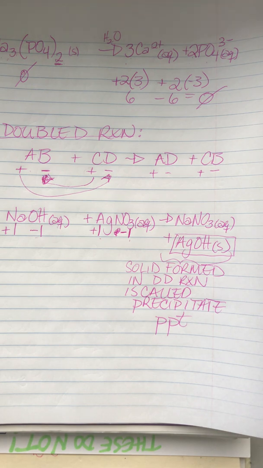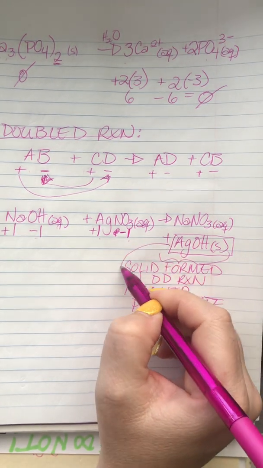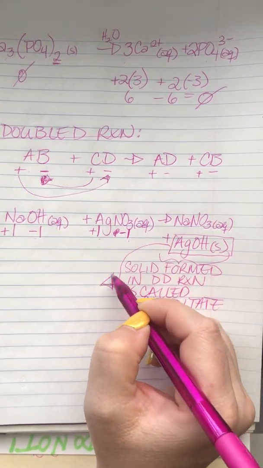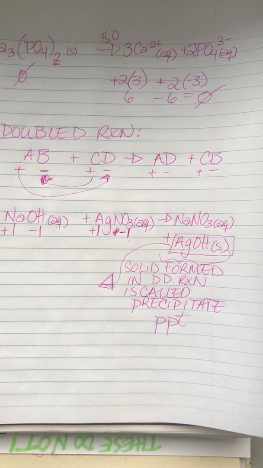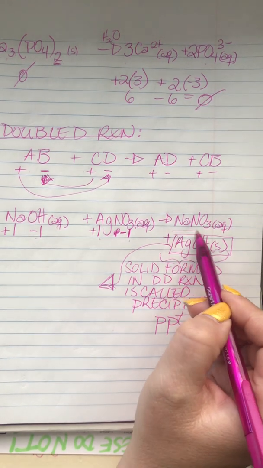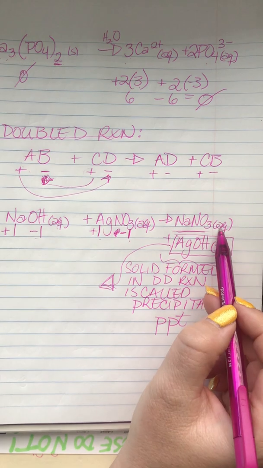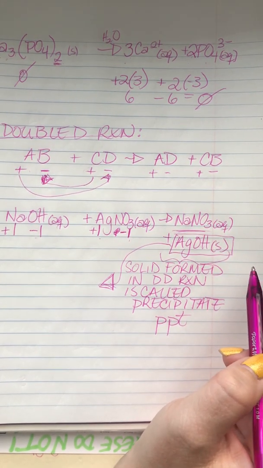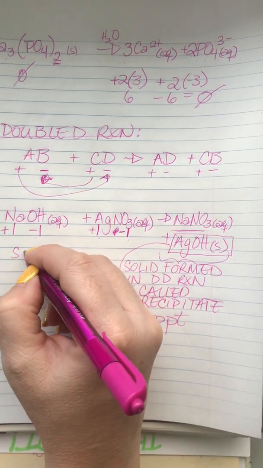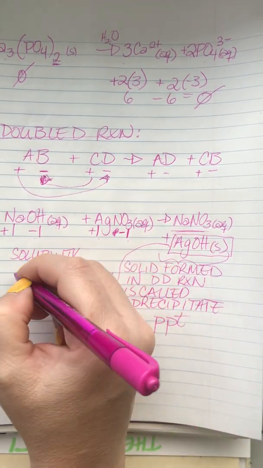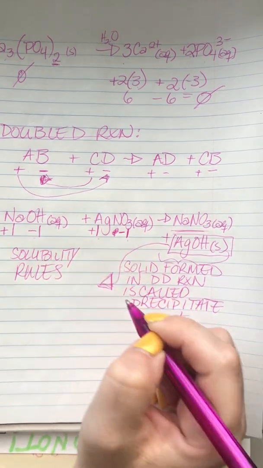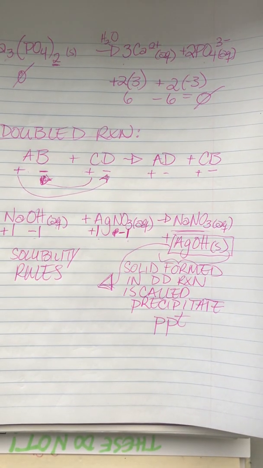So, I don't know if any of you guys were wondering this, or maybe you're like, no, please don't tell me about that, but I'm going to do it anyways. Why is silver hydroxide a solid, right? Or how did I know? And why is sodium nitrate aqueous, okay? That comes down to a set of rules called the solubility rules. Solubility rules tell us what things are going to dissolve and what things are not.